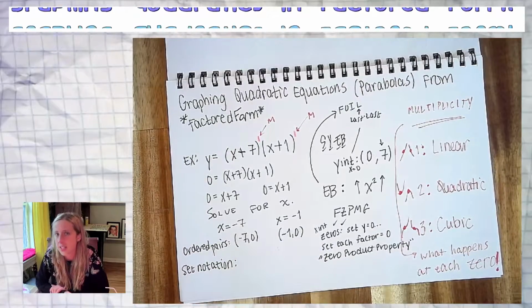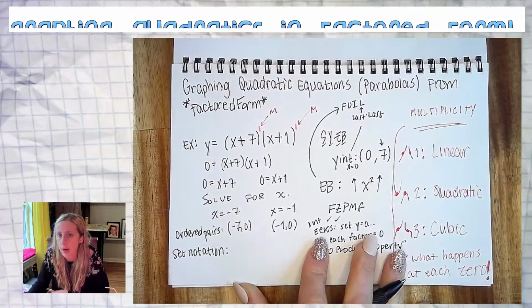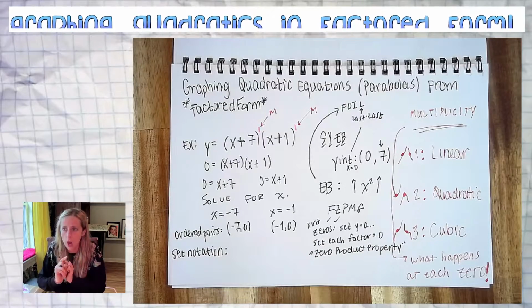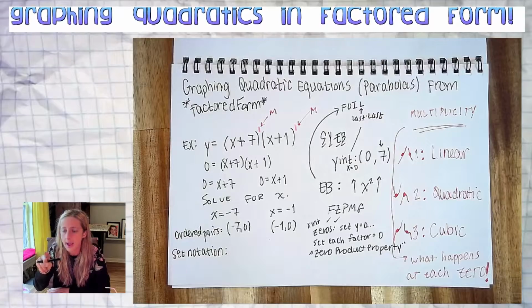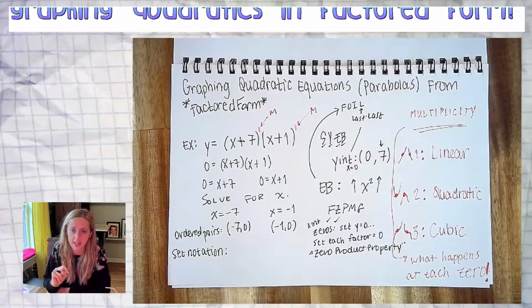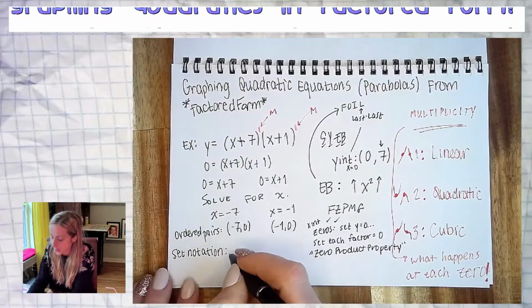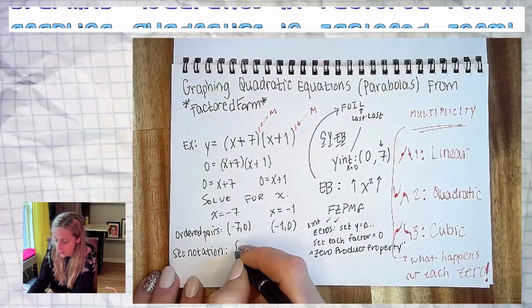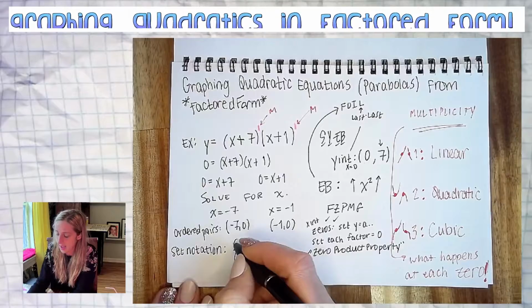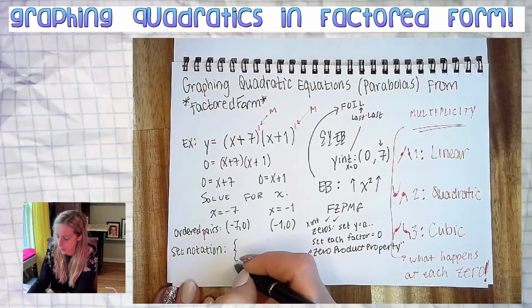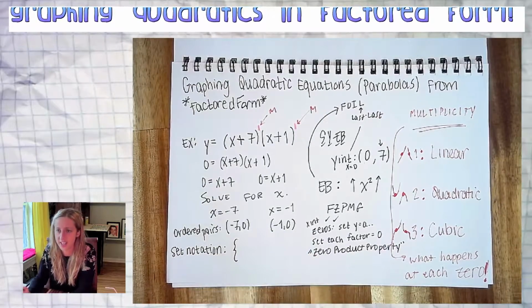Set notation is where we use these curly brackets. The way you draw a curly bracket is you really draw a dragged out S and then a dragged out skinny S, a backwards S. So it's going to look like this: S for set, and then a backwards S, like notation.